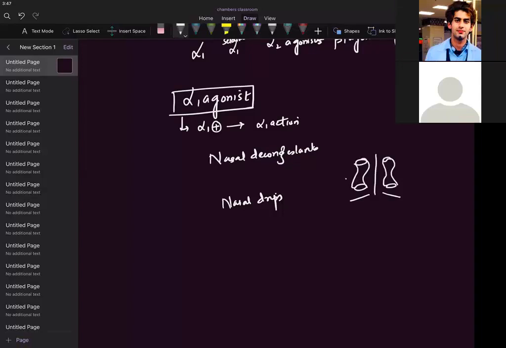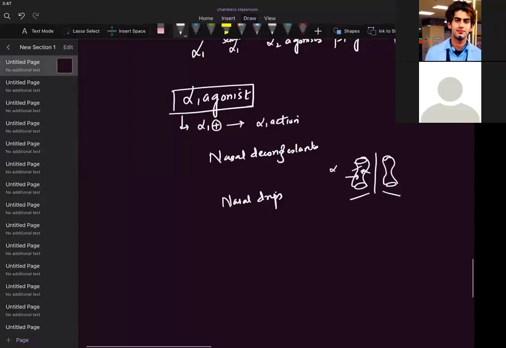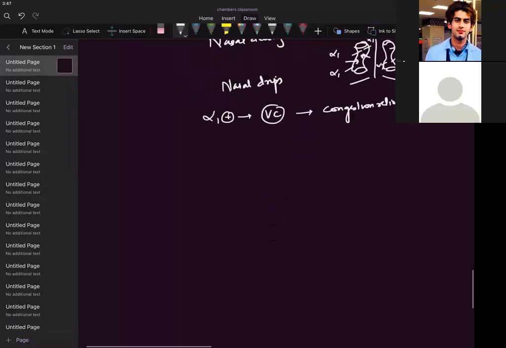To prevent that, we give alpha 1 agonists, because we have alpha 1 receptors on the blood vessels. When I give the patient an alpha 1 agonist, they will have vasoconstriction and the congestion is relieved.